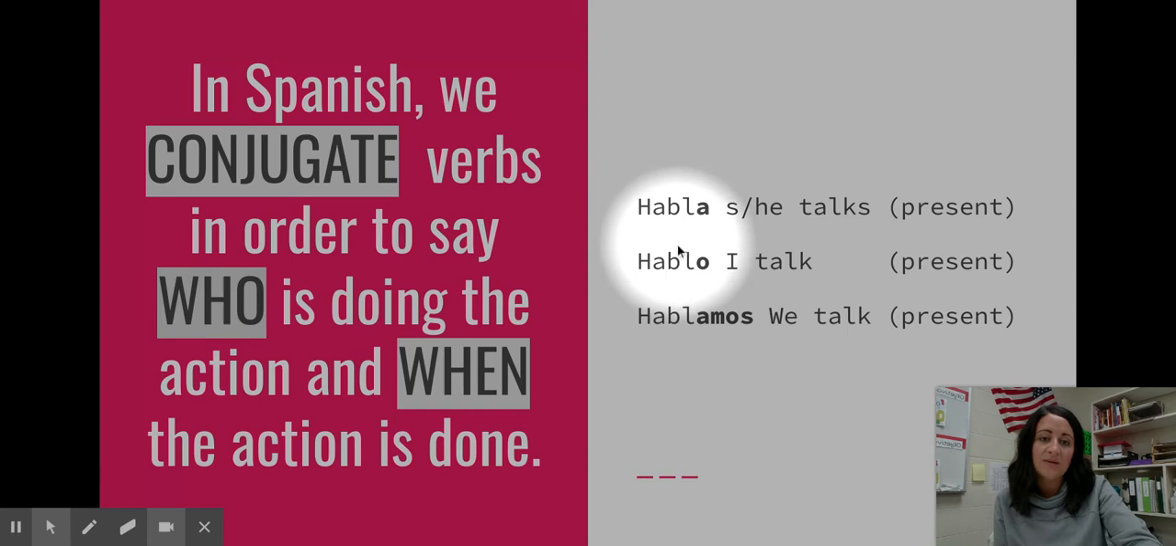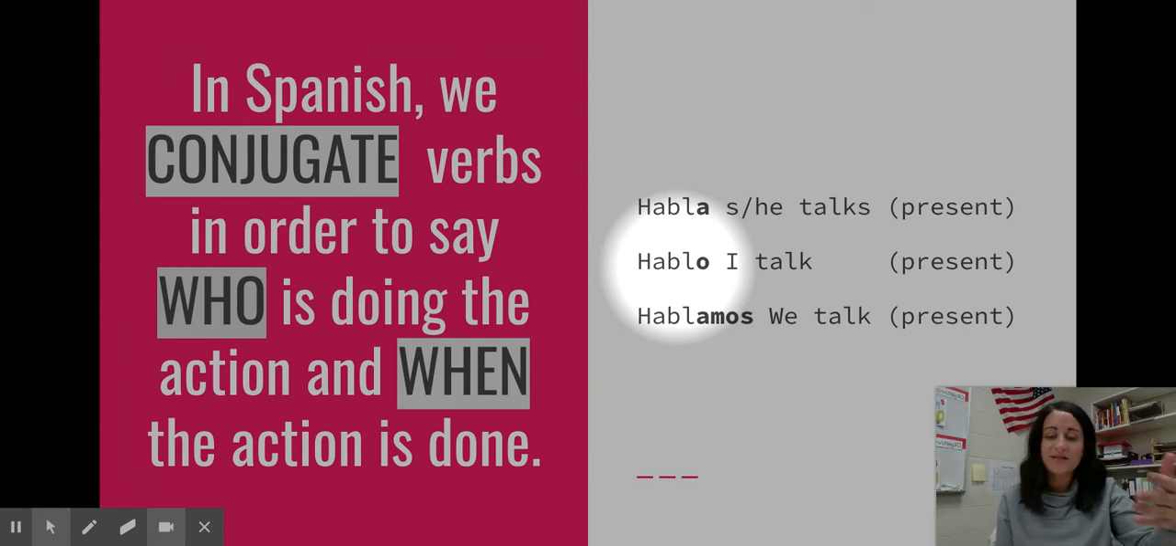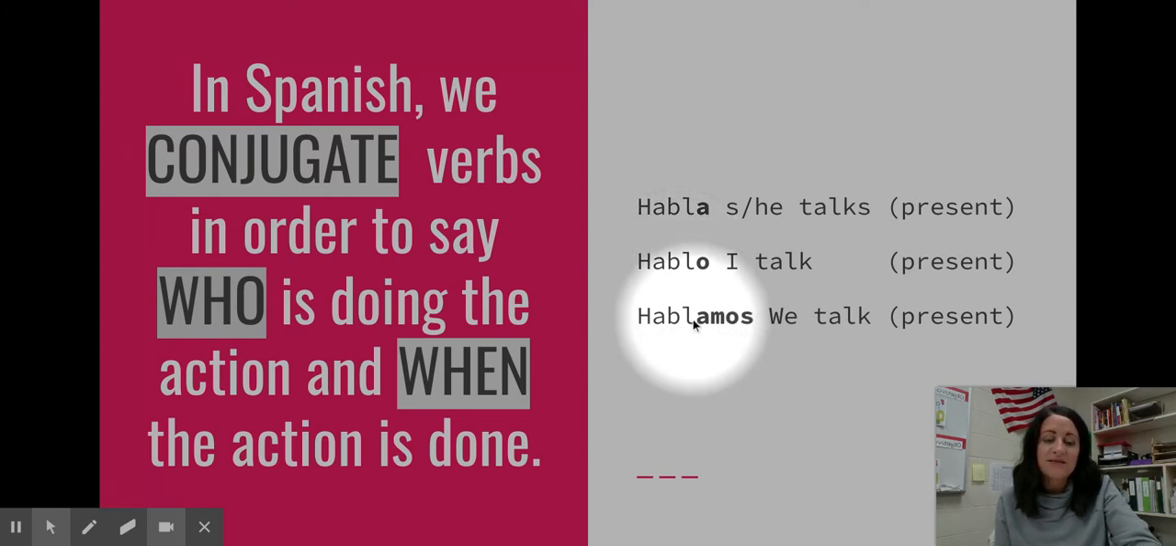If we look at hablo, again, that ending tells us, hey, this is I talk in the present tense. If we put an accent over that O, all of a sudden it changes things. But the way it's written just tells us, nope, this is I talk. And again, with hablamos, we say we talk. Again, in one conjugation, we learn what's going on, who's doing it, and when they're doing it, in one word. So conjugations tell us a lot of information.